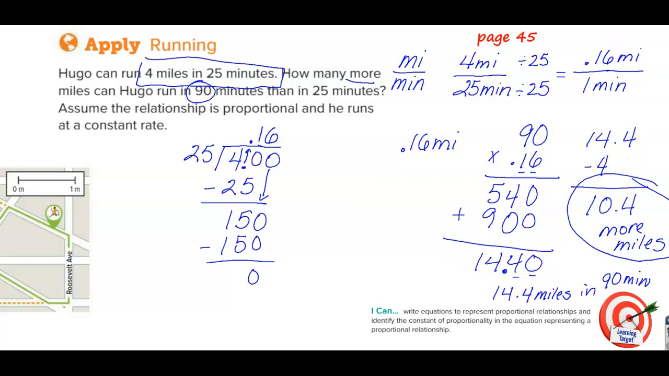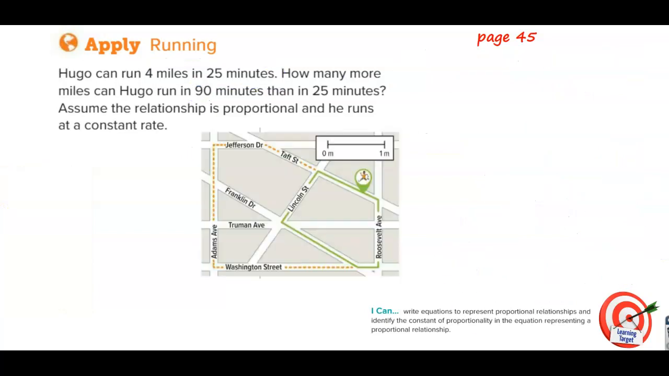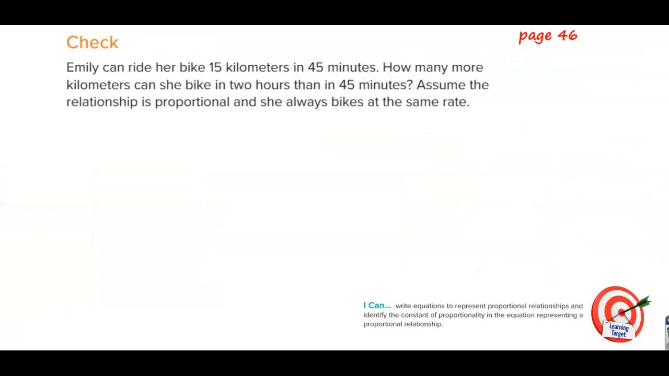All right. I think I have one more. And I think it's just as tricky as the last one. Yep, this is Emily riding her bike. Emily can ride her bike 15 kilometers in 45 minutes. How many more kilometers can she bike in 2 hours than in 45 minutes? Assume the relationship is proportional and she always bikes at the same rate.